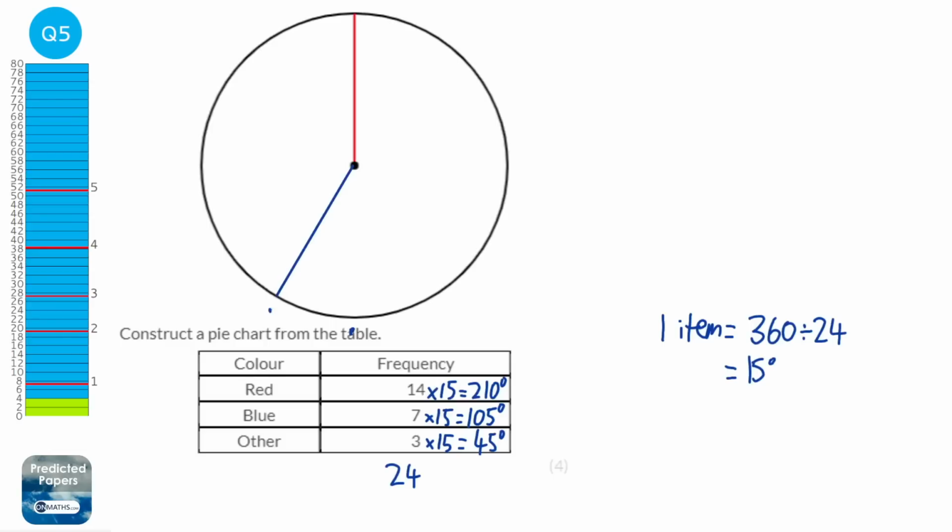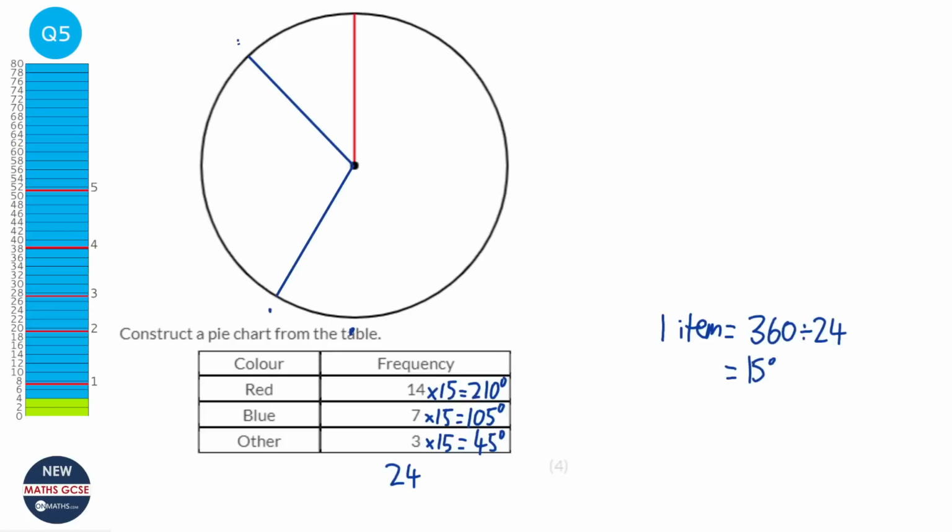Then to do 105, we're going to put our protractor in the middle, and we're going to look at 105, which will be up here. And then we're just going to join it up with a straight line. And then we're just going to check the last angle. And so if I put my protractor on it, and it is 45 degrees.